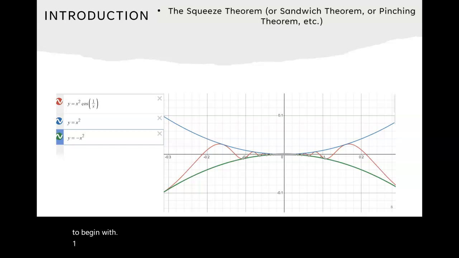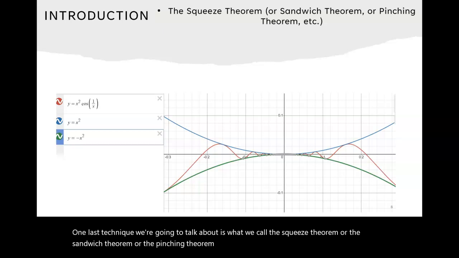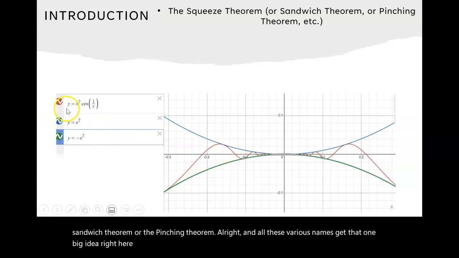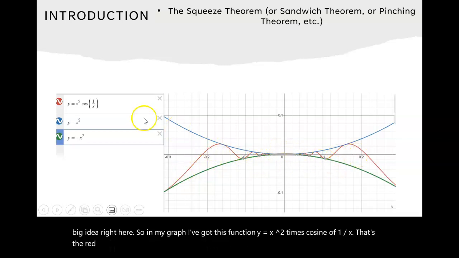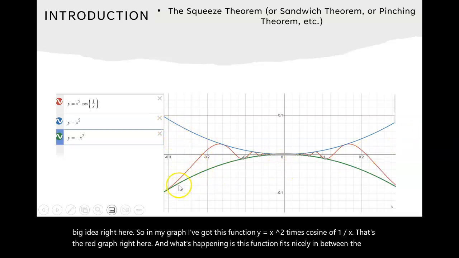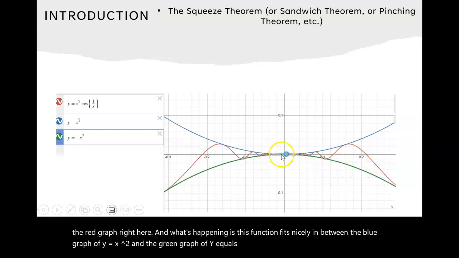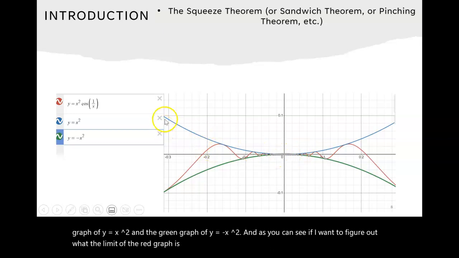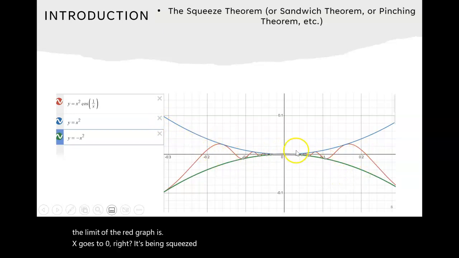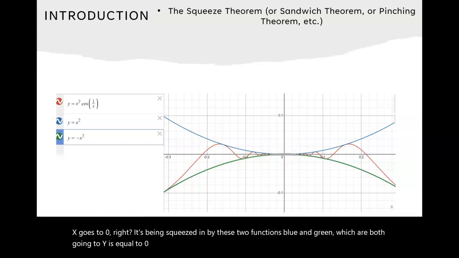One last technique we're going to talk about is what we call the squeeze theorem, or the sandwich theorem, or the pinching theorem. All these various names get at one big idea. In my graph, I've got the function y equals x squared times cosine of 1 over x. That's the red graph right here. This function fits nicely in between the blue graph of y equals x squared and the green graph of y equals negative x squared. And as you can see, if I want to figure out the limit of the red graph as x goes to 0, it's being squeezed in by these two functions, blue and green, which are both going to y equals 0 as x goes to 0.